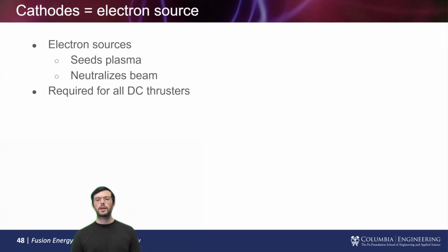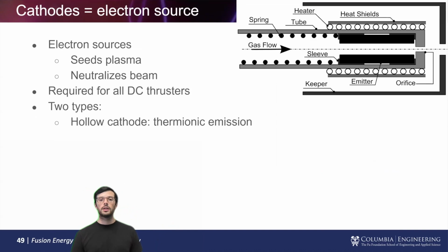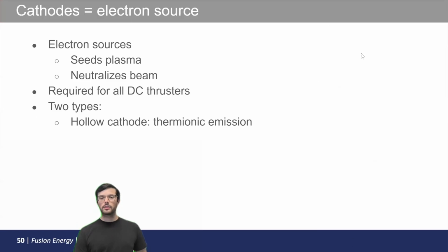All right, so briefly we'll talk about cathodes. These are really important for most forms of electric propulsion, but they're essentially an electron source. They do use plasma, so it's not making the plasma in the same way the Hall thruster is. But basically, you have this complicated build. Can you see my mouse?